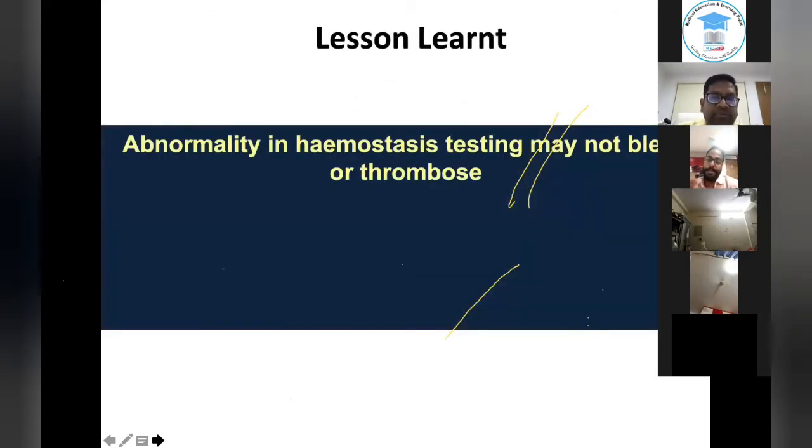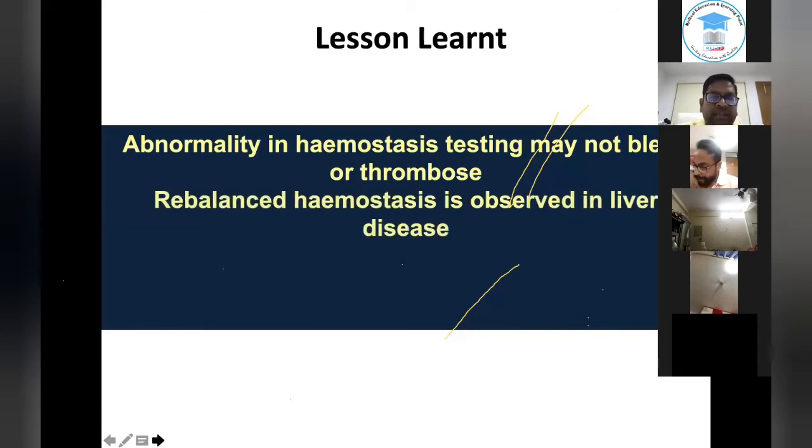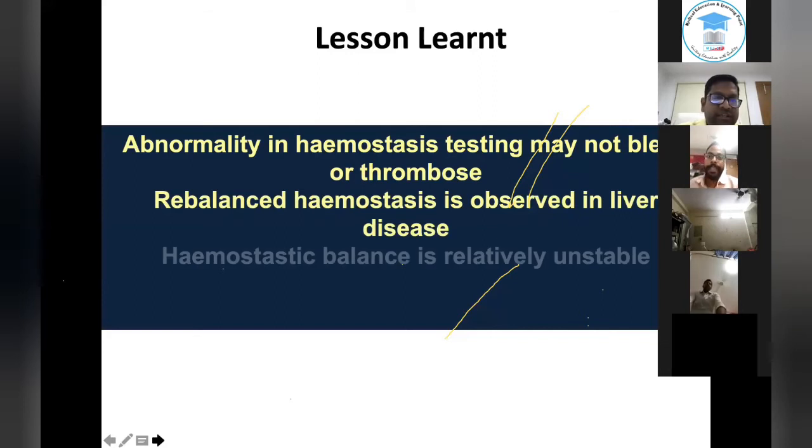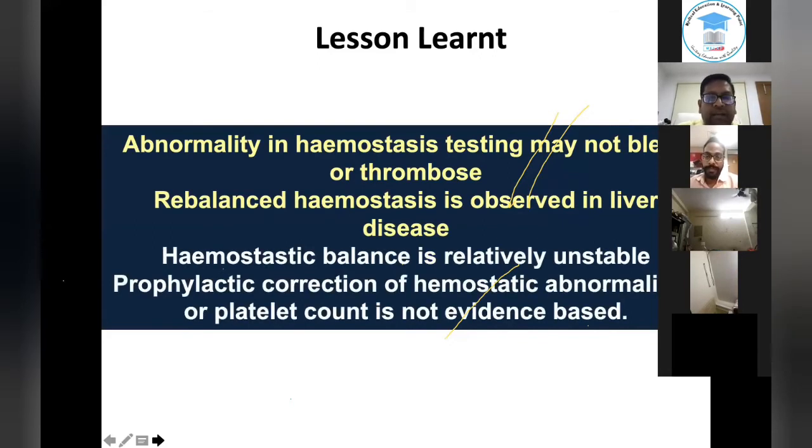So abnormality in hemostasis testing may not always mean bleeding or thrombosis. The example is rebalanced hemostasis observed in liver disease, where the hemostatic balance is relatively unstable. Prophylactic correction of hemostatic abnormality or platelet count is not evidence-based in liver disease. You can give it therapeutically whenever there is a bleeding or thrombotic event.